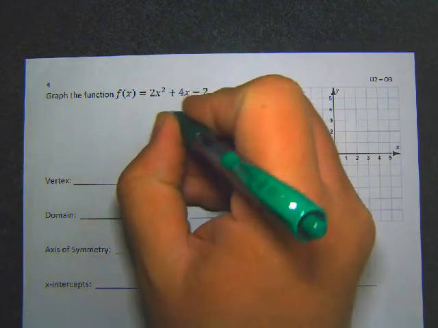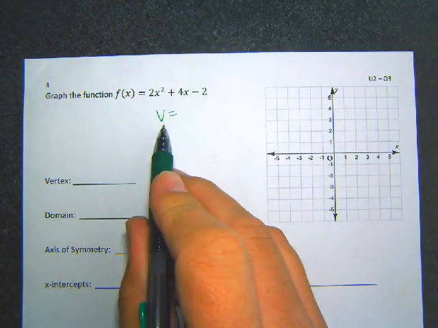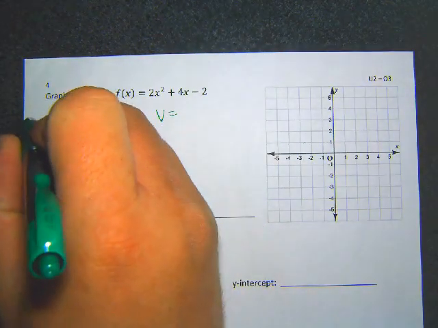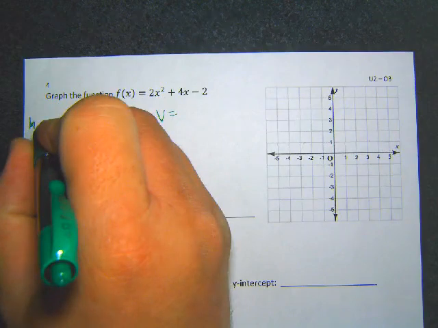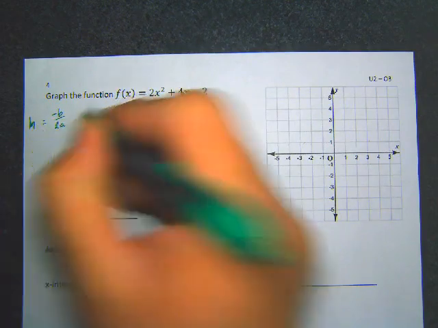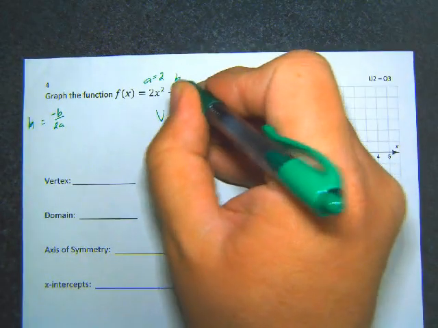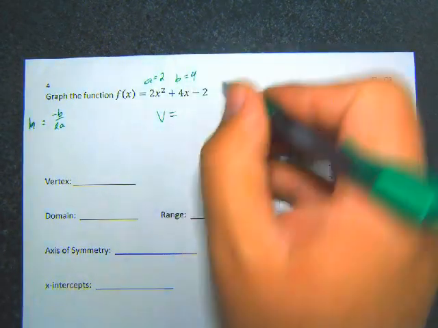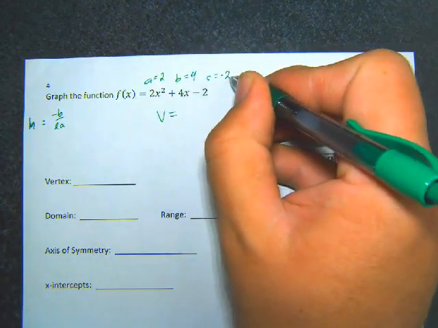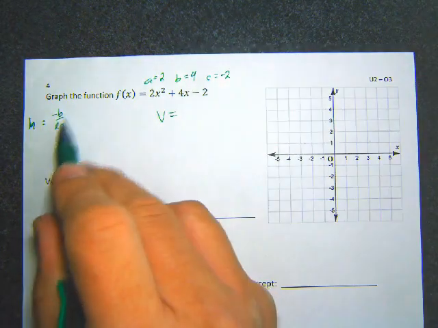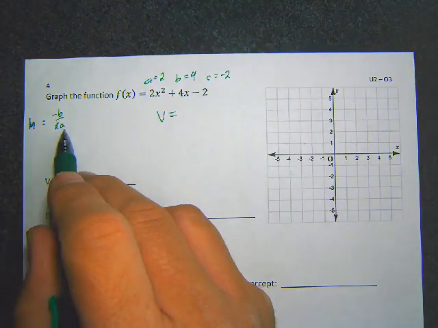So what is the vertex for this? Now remember, to find the vertex, we're going to use that formula that the h value of the vertex is equal to negative b over 2a. Here, a is going to be 2, because it's the number for the x squared. B is going to be 4. I don't really need c, but I'll just say c is negative 2 just for practice. But this is all I need, b and the 2a.